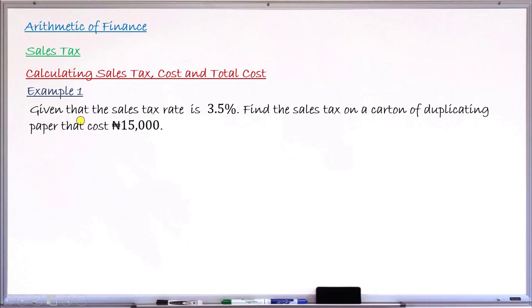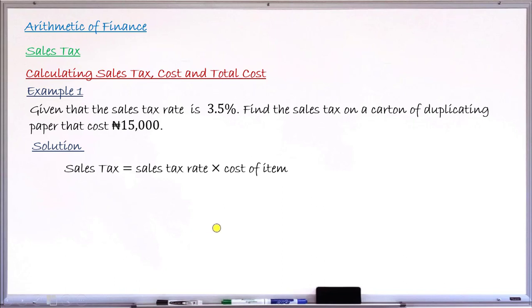Example number one says: given that the sales tax rate is 3.5%, find the sales tax on a carton of duplicating paper that costs 15,000 naira. This 15,000 naira is the cost as far as the manufacturer is concerned. Solution to this problem: we first write the formula for calculating sales tax.